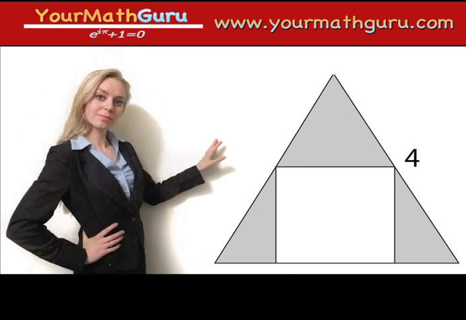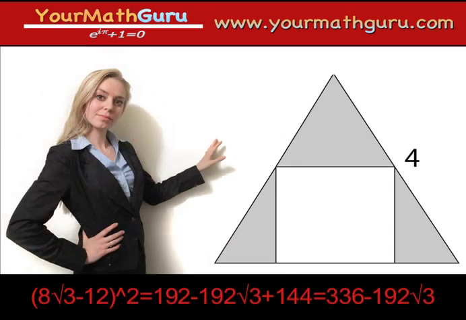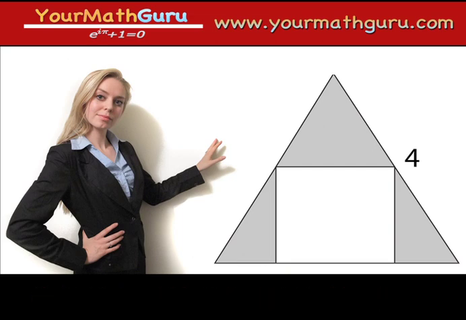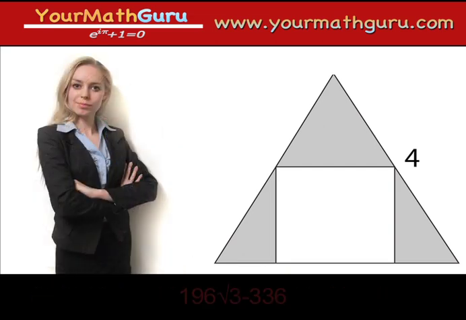The area of the square is simply A squared, which simplified carefully and slowly would yield 336 minus 192 square root of 3. The shaded area is the difference between the two. The final answer is 196 square root of 3 minus 336.